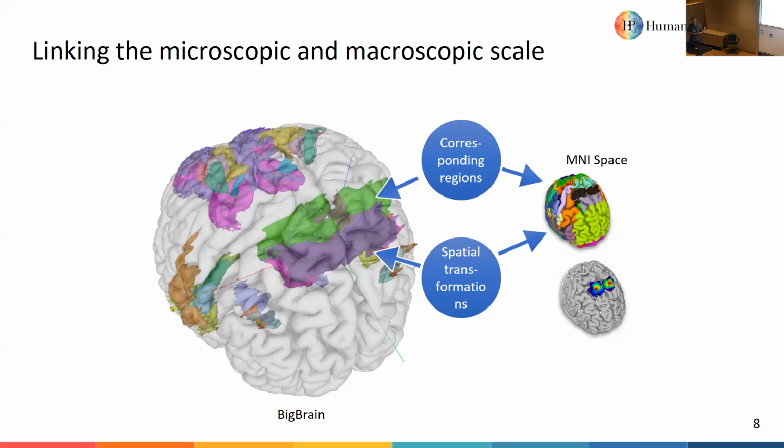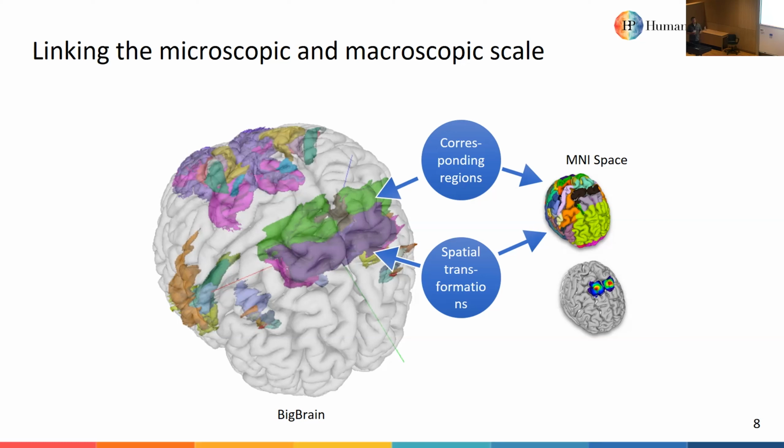The BigBrain model is based on 7,400 histological sections. All of those sections were digitized with 20 micrometer in-plane resolution and finally reconstructed. By doing this, we received a dense model of one human brain with an isotropic resolution of 20 micrometer, which means we have 20 micrometer in all three directions.